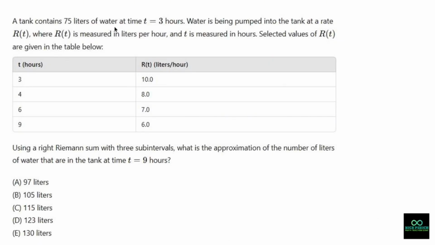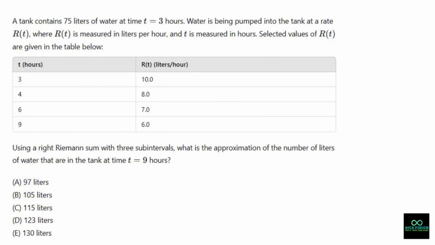Fun. A tank contains 75 liters of water at time t equals 3 hours. Water is being pumped into the tank at a rate r of t, where r of t is measured in liters per hour and t is measured in hours. Selected values of r of t are given in the table below. So we have t equals 3, 4, 6, and 9, so those are not constant, that's great. And r of t just goes down kind of nicely, that's fine. Using a right Riemann sum with 3 subintervals, what is the approximation of the number of liters of water that are in the tank at time t equals 9 hours?